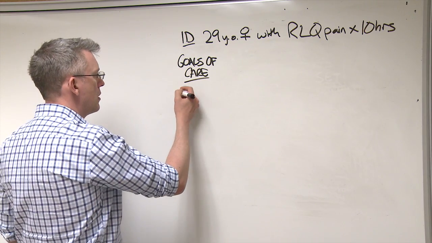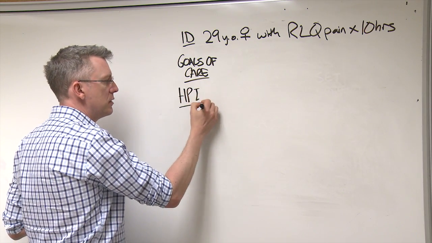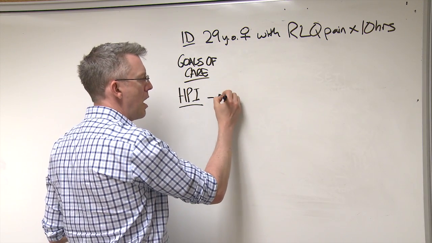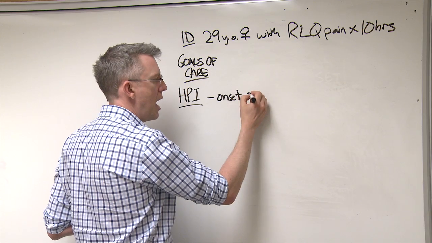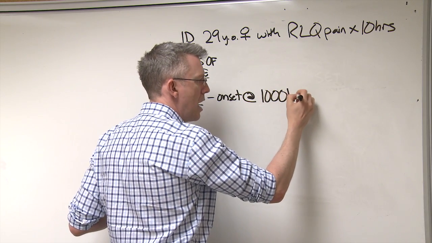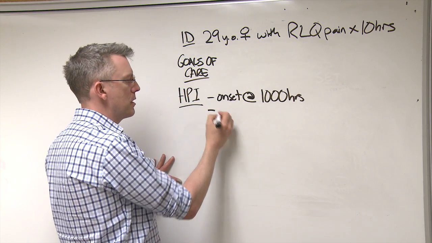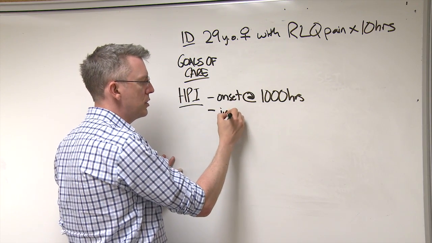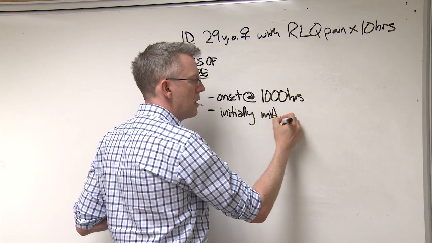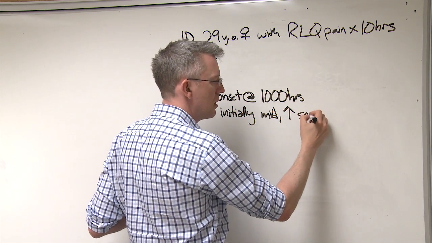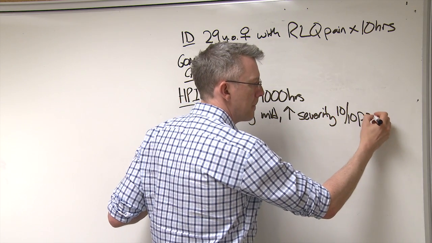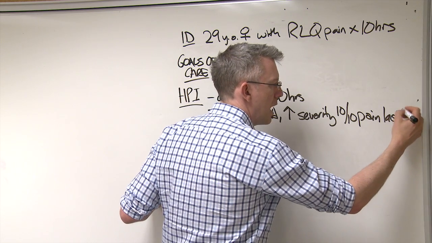Next, you'll do your history of presenting illness. This is the story of this right lower quadrant pain. Onset at, let's say, 10 o'clock, 1000 hours. It could be initially mild, with increased severity, 10 out of 10 pain, lasting 2 hours.